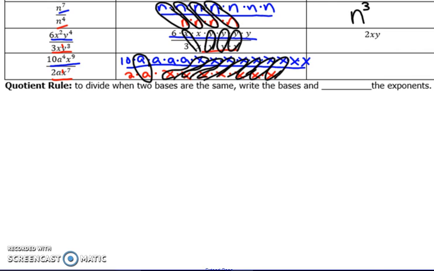So now, if I look, we're going to do our division. Well, 10 divided by 2 is 5. I have 3 a's left, so my base is a, my exponent is 3, and I have 2 x's left, so my base is x, and my exponent is 2. From here, for our quotient rule, when two bases are the same, you keep the base and you subtract your exponent. But this is why it works in expanded form.